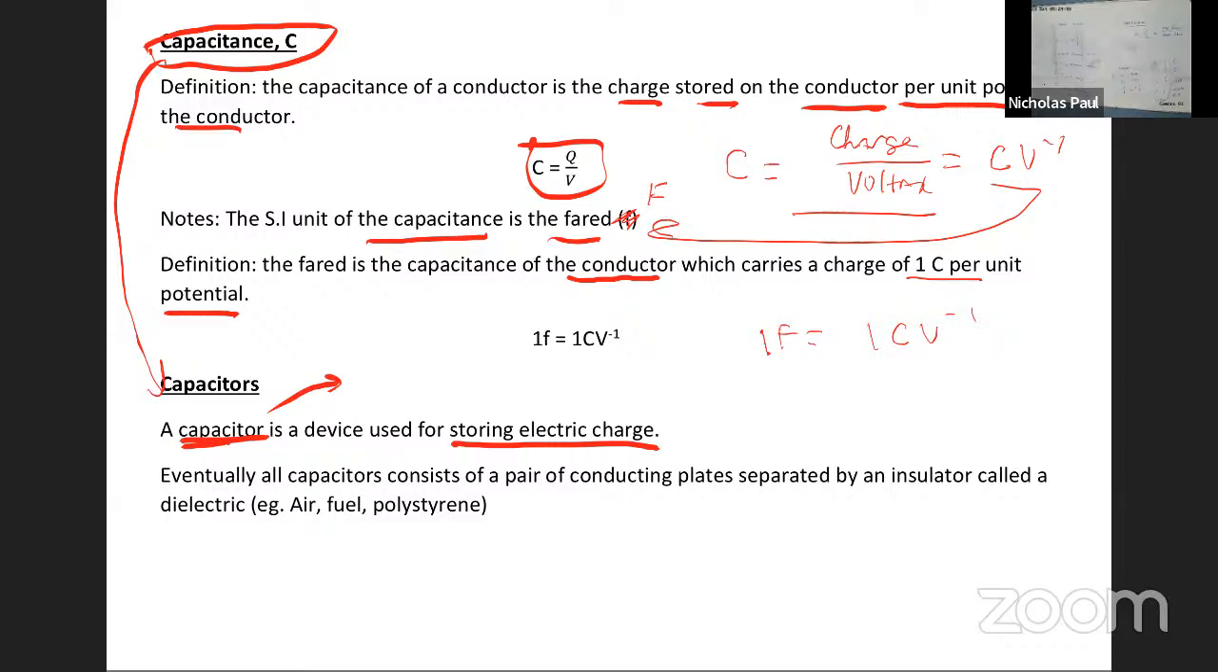So eventually all capacitors consist of a pair of conducting plates separated by an insulator called a dielectric. We'll be focusing on what the dielectric looks like here. So you have 2 parallel plates, and in the middle you have a dielectric. That dielectric is air.